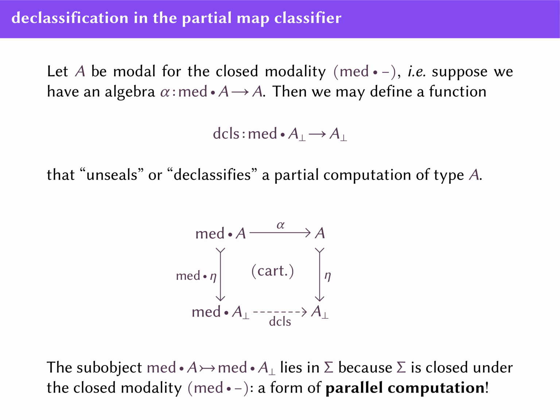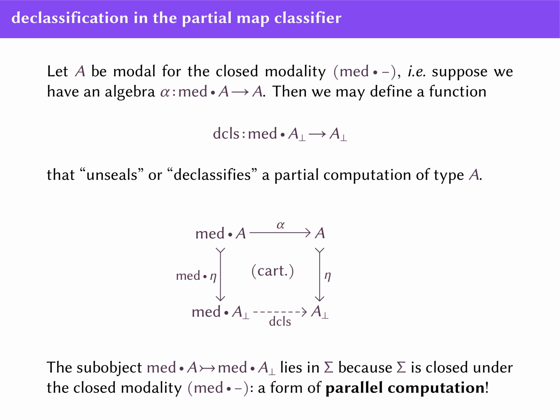Let A be a sealed type. Note that it is not the case that the type of computations of type A, or partial elements of type A, remains sealed. That's because a partial element of type A carries the data of its termination support, and that's not sealed. Nonetheless, we may define a function that declassifies a sealed partial element of a sealed type.